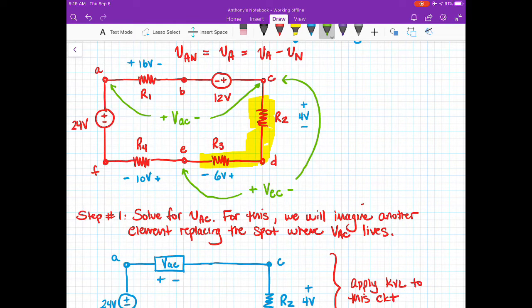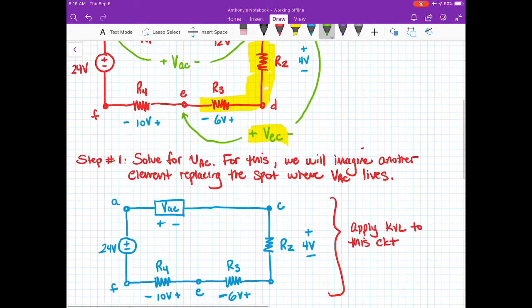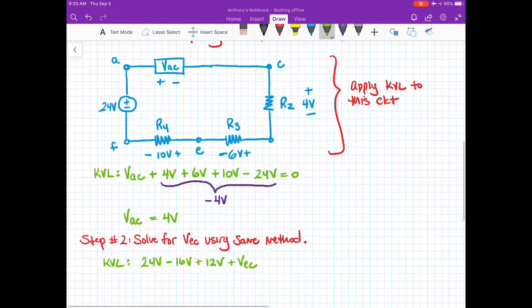And then the next piece will be VEC. Now, if we look at the polarity of VEC right here, we'll see that it reinforces the sign of the 24 volts. So that will be a plus VEC. And then lastly, we will have minus 10 volts.